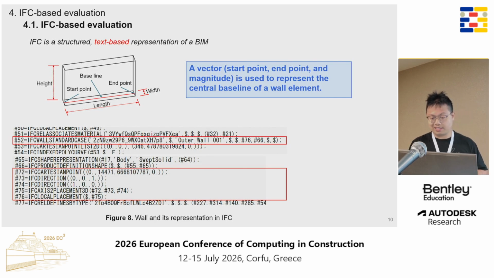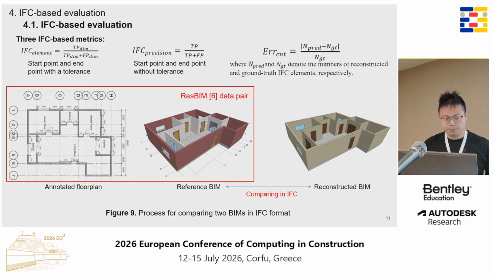And to evaluate this at the engineering level, we use IFC. IFC simply is a structured text-based representation of a building. Every element can be represented as a group of mathematical representations. In this case, I transfer all the geometric information into the bottom center line. It's just like a vector: it has a start point, end point, and magnitude. So in that paper, we propose three IFC-based metrics.